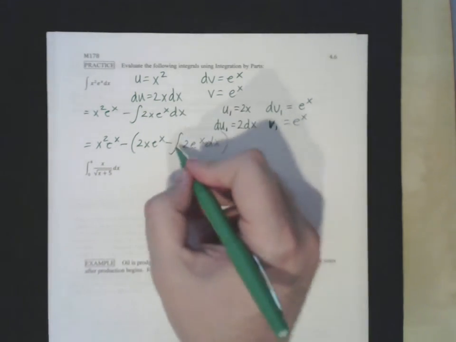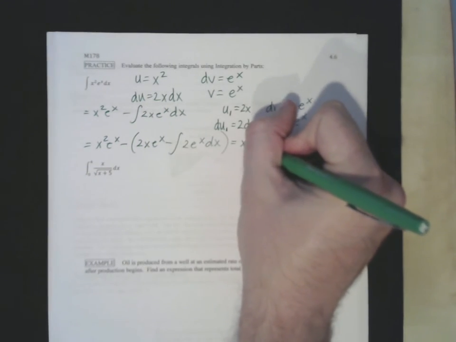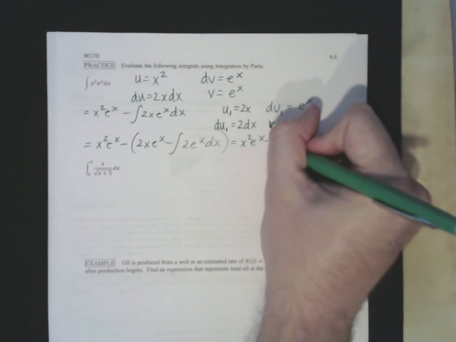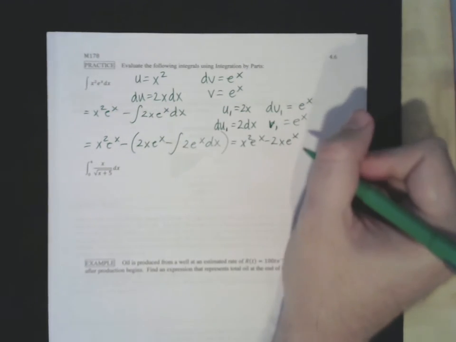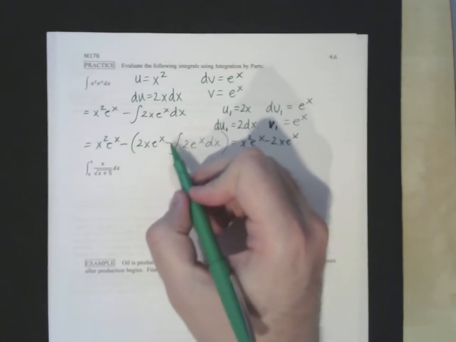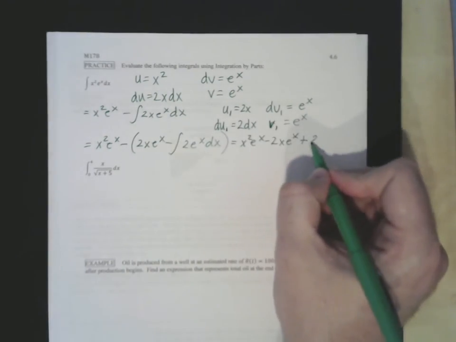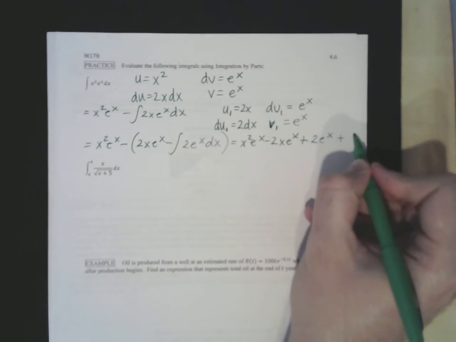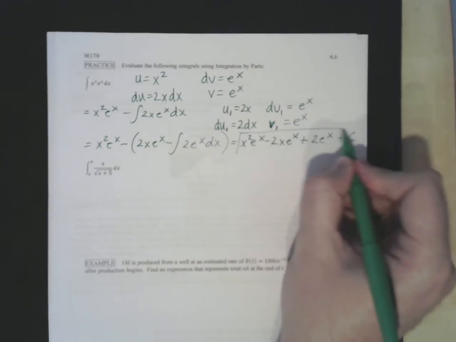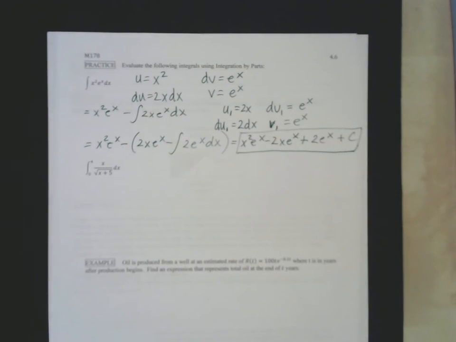And now this integral is totally doable. So this is x squared e to the x minus 2x e to the x. And then this is minus a minus, which makes plus. Antiderivative of 2e to the x is 2e to the x plus c. And that's our final answer for that problem.